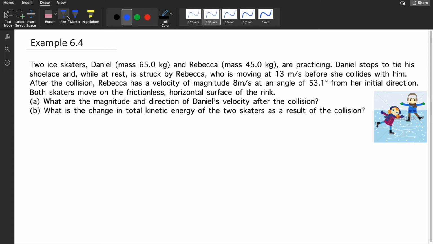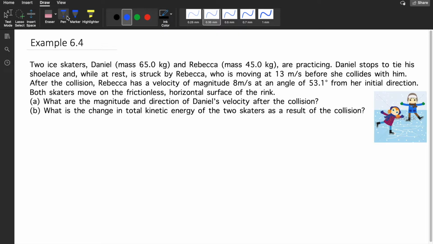Hi, in this video we'll have more examples on conservation of momentum. A problem here: two ice skaters, Danielle of mass 65 kilograms and Rebecca of mass 45 kilograms, are practicing. Danielle stops to tie his shoelace and, while at rest, is struck by Rebecca, who is moving at 13 meters per second before she collides with him.